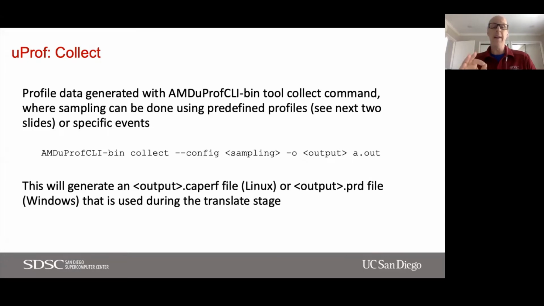So if you're on a Linux system, this is going to generate an output file, output.caperf. Or if you're on Windows, it's going to be output.prd. And these are not human readable, but they're going to be used in the translate stage. Of course, Expanse is an AMD-based system, so we're going to be getting the former, the caperf file.